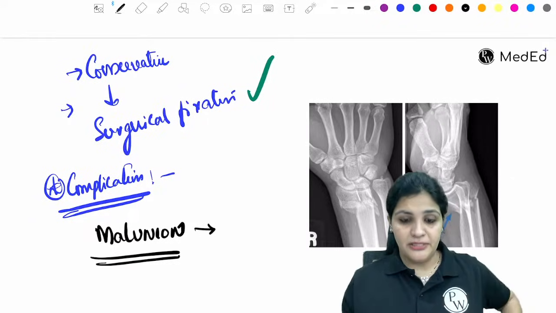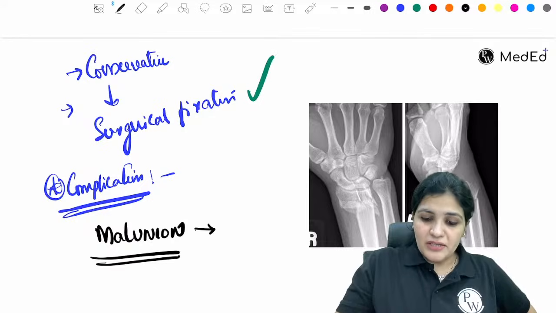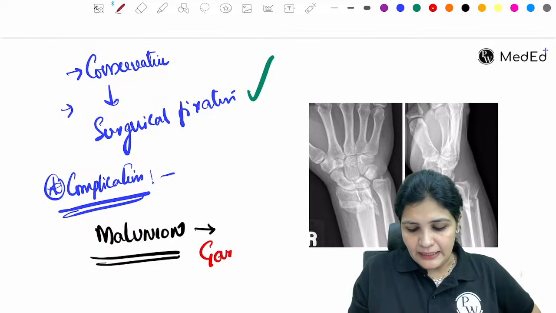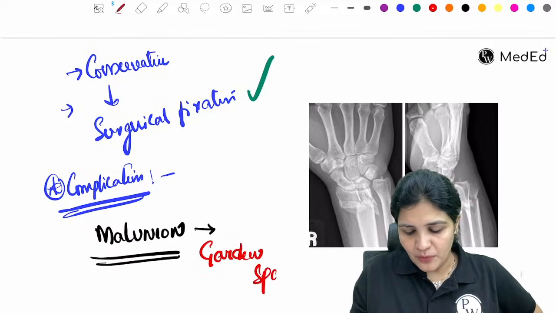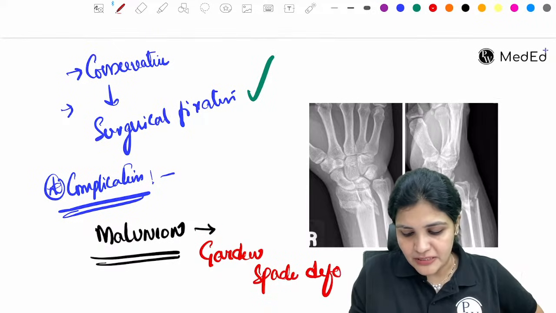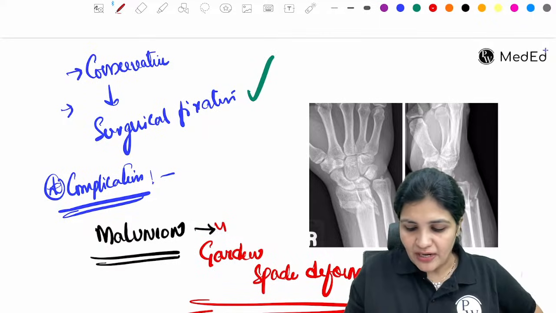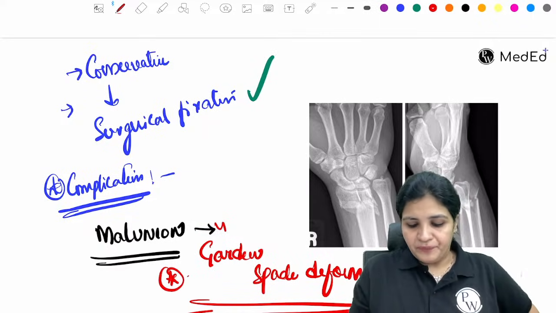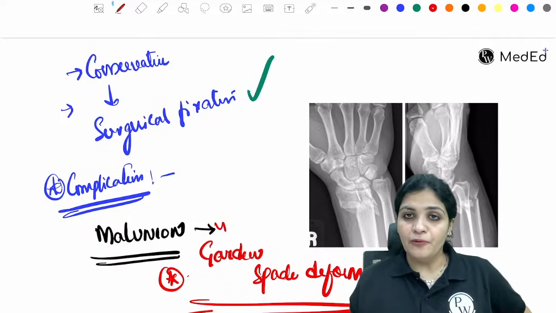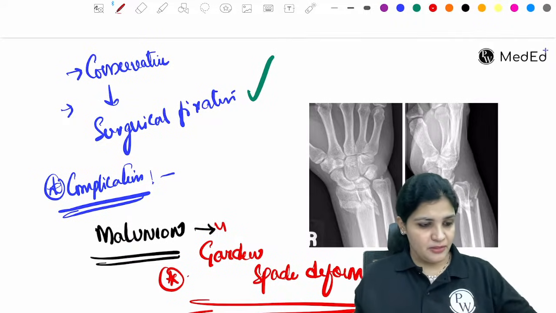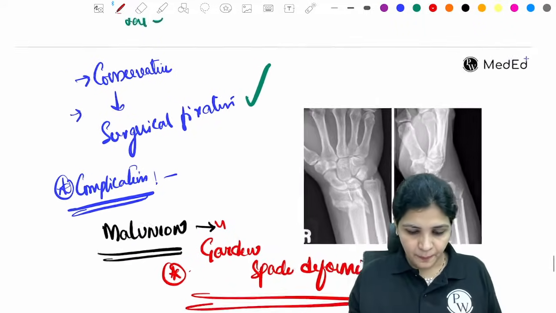The name of the deformity, because it is volar, is given as the garden spade deformity. Very, very important MCQ. So garden spade deformity is seen in your Smith's fracture, whereas your dinner fork deformity is seen in your Colles fracture. Is that clear, guys? Okay.